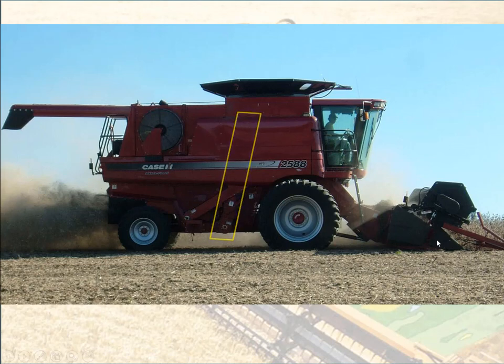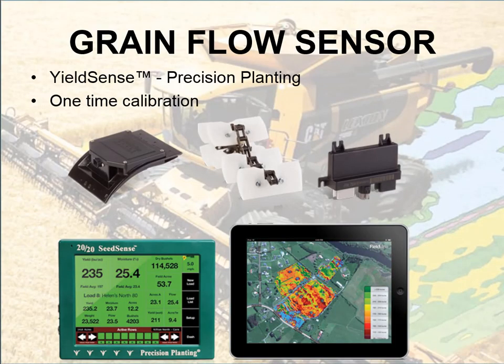So that's what we're typically referring to with the clean grain sensor. Now, we've seen a few changes recently in that grain flow sensor. One of the most notable ones that we've seen recently is the YieldSense system. This was put out by Precision Planting a few years ago.